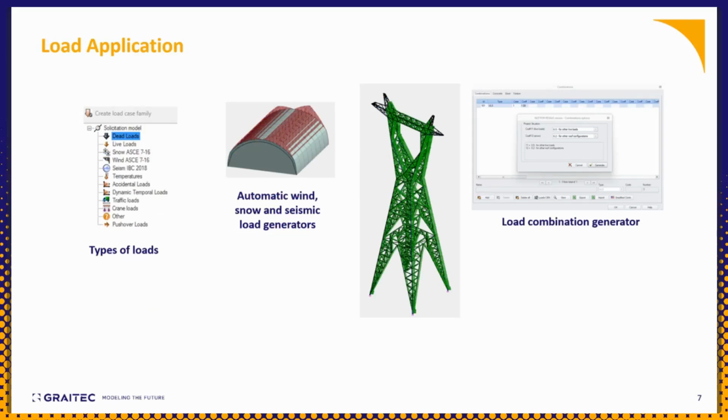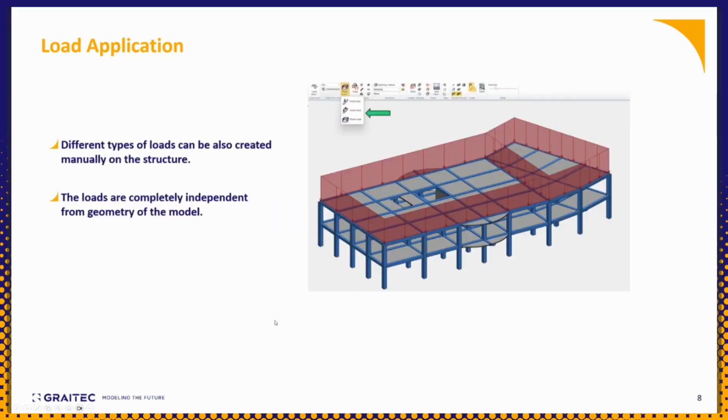Load application. As you see here, we have different types of loads that you can apply as load cases: dead, live, snow, wind, etc., based on the country codes. Here I have some examples of the automatic wind load generator: wind on even open structures, as well as snow generators and seismic generators. And finally, here on the right side, we have the automatic load combination generator in Advanced Design to create your combinations and automatically apply all of the required factors to the load cases.